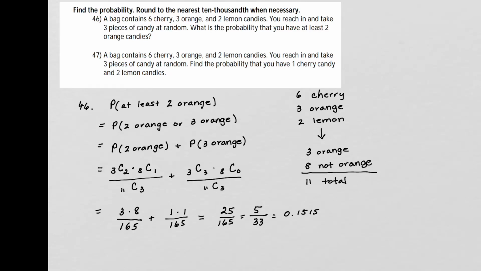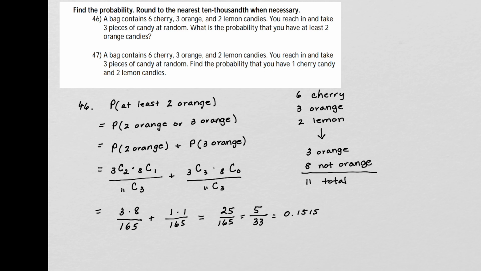For this problem, number 46, it says that a bag contains 6 cherry, 3 orange, and 2 lemon candies. You reach in and take 3 pieces of candy at random. What is the probability that you have at least 2 orange candies? So what we're going to do is start with the probability of at least 2 orange.